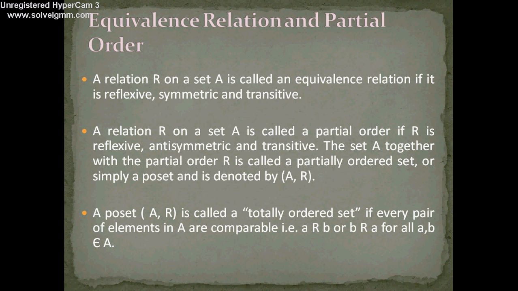So a poset (A, R) is called a totally ordered set if every pair of elements in A is comparable. That is, we take any elements a, b from A, there should exist some relation between them. So either a should be related to b or b should be related to a, but those two elements should be related. So such posets are known as totally ordered sets. So these are just the definitions. We are going to discuss them briefly. If you want to learn more, there are useful links provided. You can visit them and learn about them in detail.